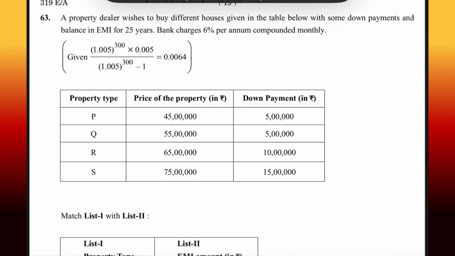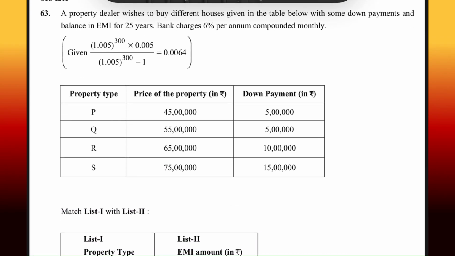Okay, now let's move to question number 63. A property dealer wishes to buy different houses in the given table with the down payments and the price. So you have the price of the property, you have the down payment. The difference should be the amount of loan, right? So let's find the amount of loan first. 45 lakhs minus 5 lakhs gives you 40 lakhs.